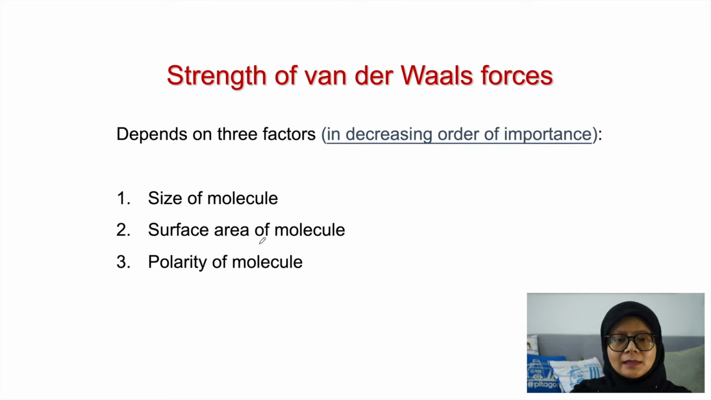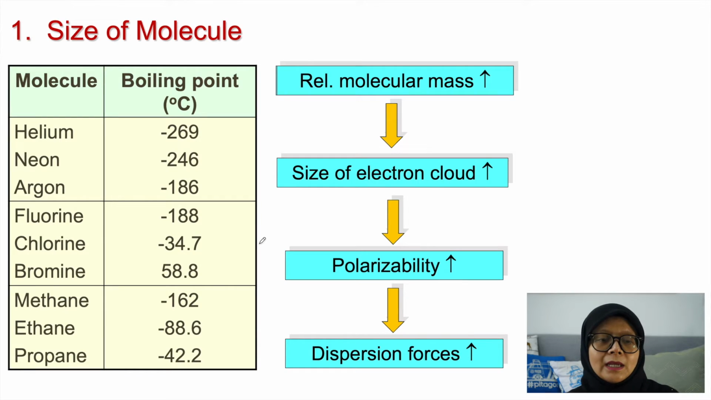First one is the size of molecule. In order to determine the strength of the van der Waals forces, first thing first, you need to determine the size of the molecule. If we have a larger molecular mass or larger size, we are going to have a larger electron cloud. When we have a larger electron cloud, what happens to the polarizability? We will have higher polarizability. And what happens to the van der Waals forces? The dispersion forces will increase.